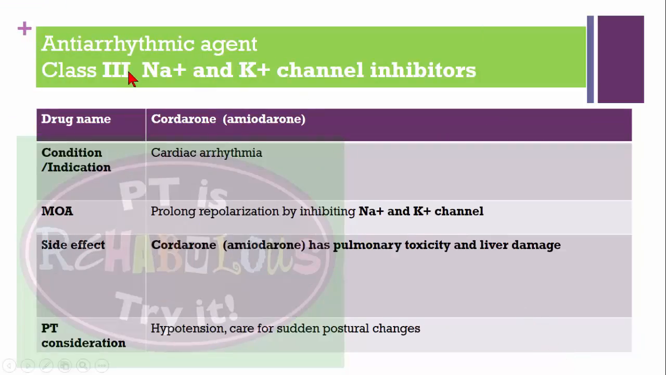Now we are going to learn about the class 3 antiarrhythmic agents, the sodium and potassium channel inhibitors. The drug name is Cordarone, and the generic name is amiodarone. It is used for cardiac arrhythmia. It prolongs repolarization by inhibiting sodium and potassium channels, and that's why your heart rate is decreased. The main side effects of amiodarone are pulmonary toxicity and liver damage. As a physiotherapist, we should take care about hypotension and sudden postural changes.